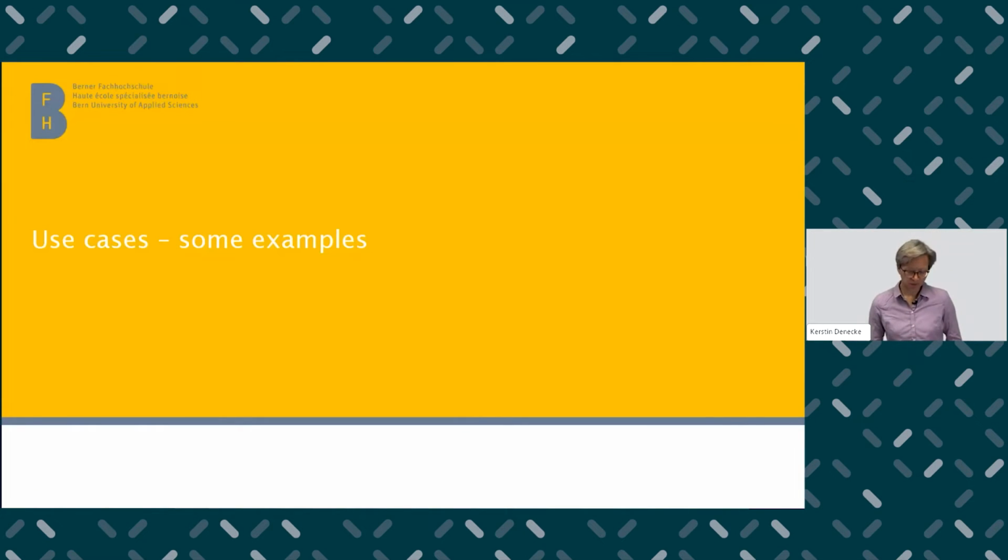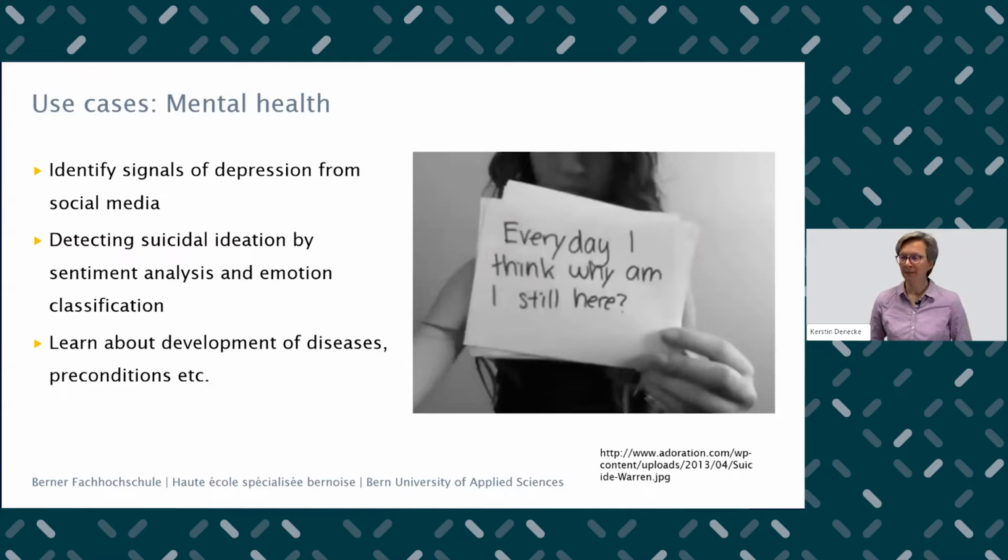So now I would like to show you a few use cases, just a few examples to give you an impression of what would be possible. So one use case I picked out is mental health, to use social media data and apply sentiment analysis onto them to learn more about the mental health. So for example, to identify signals of depressions from social media. This would be a use case. There's also research on detecting suicidal ideation by applying sentiment analysis and emotion classification, and to learn more about development of diseases and preconditions.